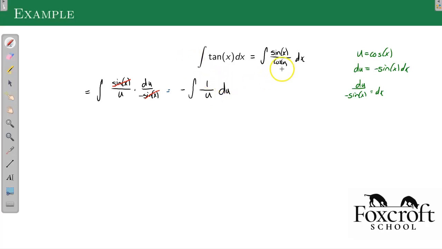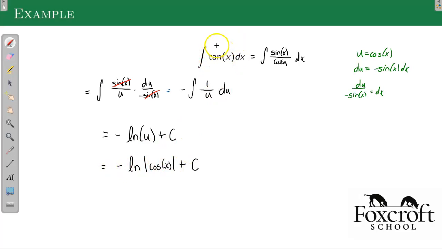And now, because I made u the bottom here, this piece, 1 over u, it just turns into the natural log. And I go backwards and remember that u was cosine of x. And again, I use absolute values for these answers because you can only plug in positive values into the natural log. So it just makes it more correct.